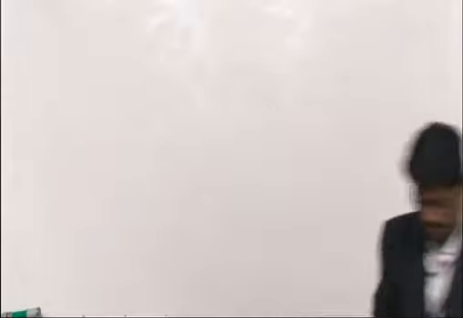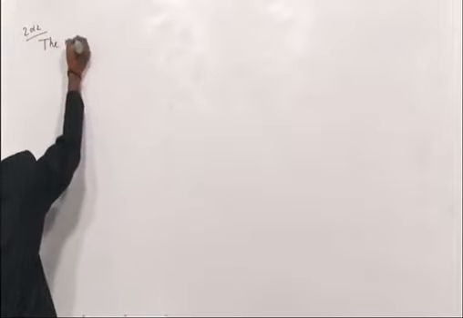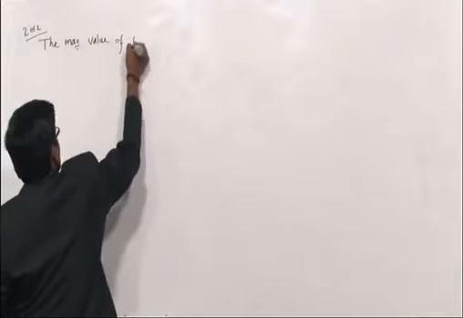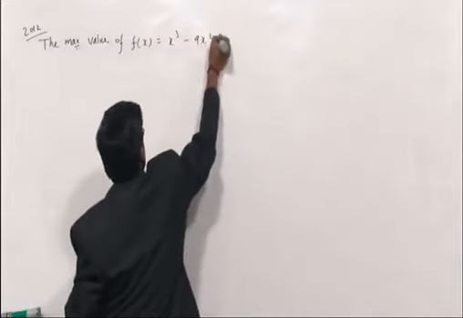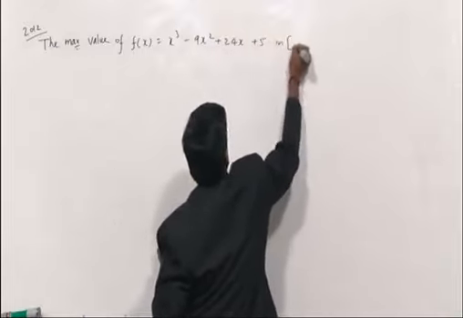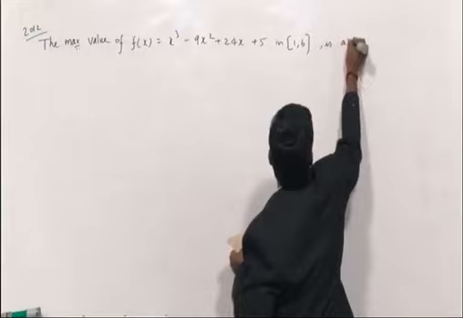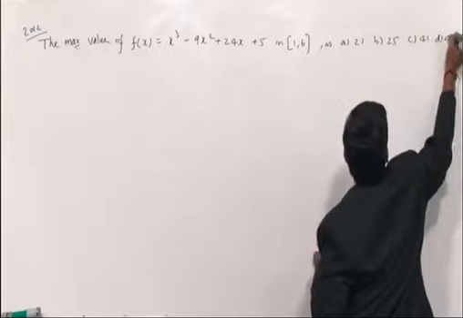One problem is given, 2012. The maximum value of f(x) = x cube minus 9x square plus 24x plus 5 in the interval [1, 6] is: A 21, B 25, C 41, D 46.